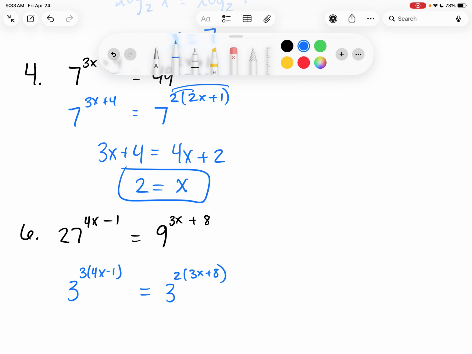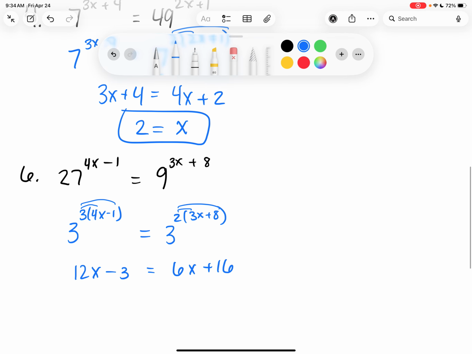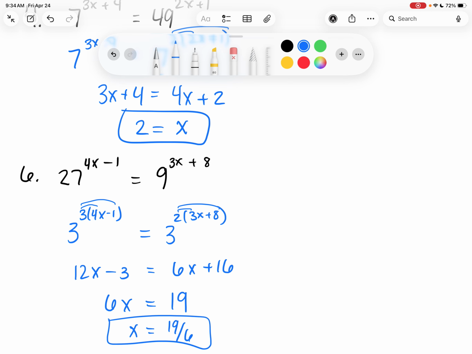Now I have the same base, so their powers are equal to each other. I'm going to go ahead and distribute here. So I've got 12x minus 3 is equal to 6x plus 16. Subtract 6x, add 3. So I'm going to have 6x is equal to 19. Divide by 6. x is equal to 19 over 6. Obviously, if we can reduce, we should always do that, but that one doesn't, so we'll just leave it there.